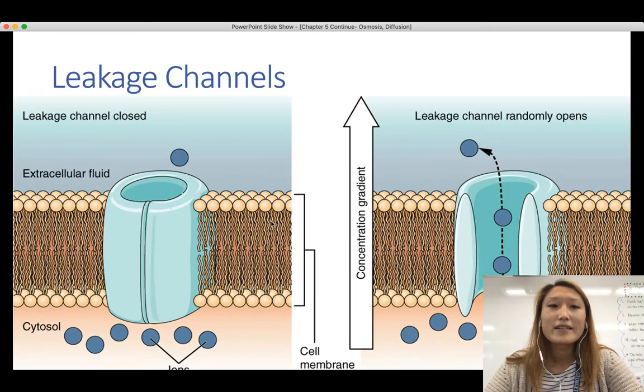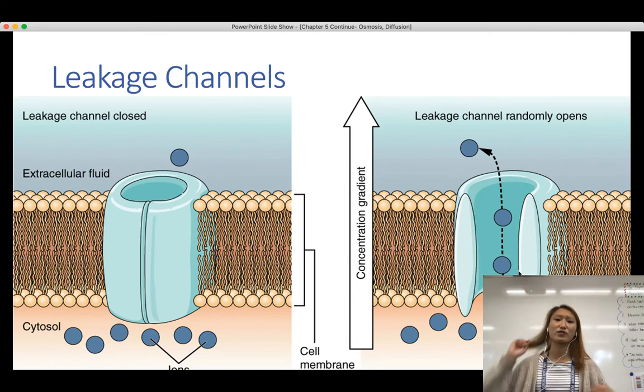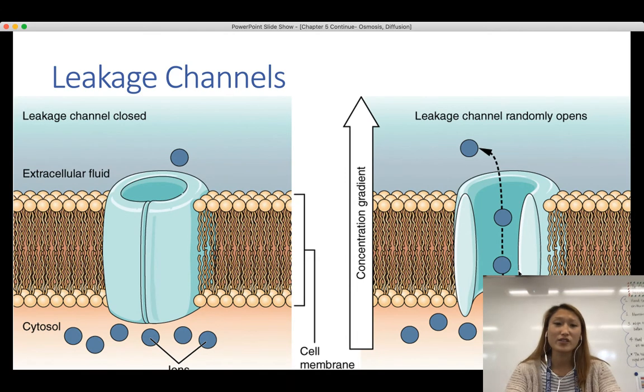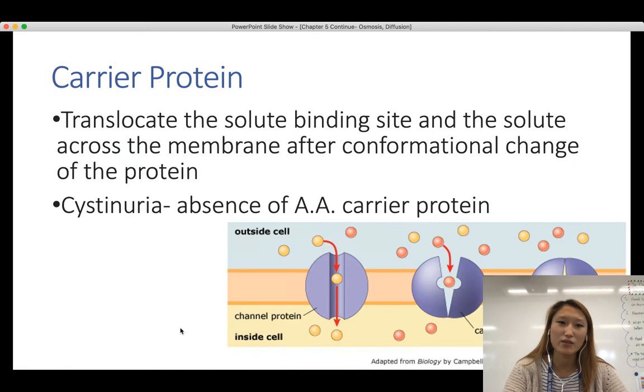All right. The next one is called a leakage channel. A leakage channel is often just open all the time, but sometimes it can close or randomly open. These are used when you don't have to regulate the molecules that travel through it as much. So the molecules can just go through the channel pretty frequently or randomly. Okay. So it's still a passive transport, high to low concentration, but it's not as regulated compared to the other ones that we've seen.